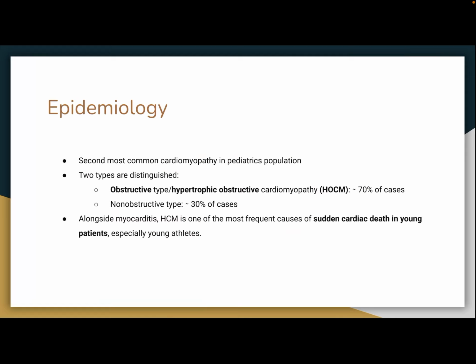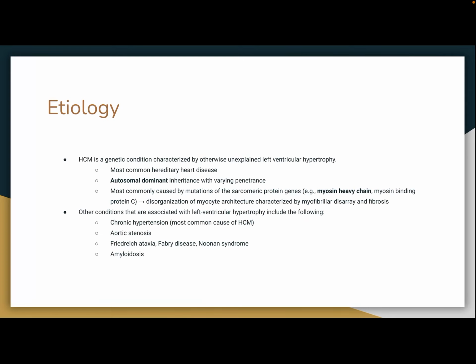HCM is the second most common cardiomyopathy in the pediatric population. Two types are distinguished: obstructive type, hypertrophic obstructive cardiomyopathy, which is 70% of the cases, while the non-obstructive type is 30% of the cases. Alongside myocarditis, HCM is one of the most frequent causes of sudden cardiac death in young patients, especially in young athletes. For the etiology, HCM is a genetic condition characterized by otherwise unexplained left ventricular hypertrophy.